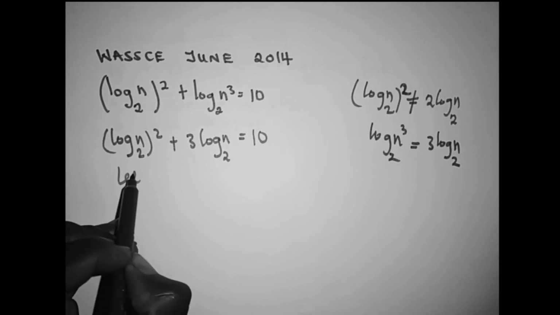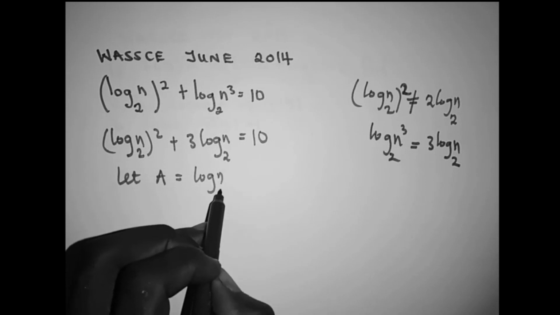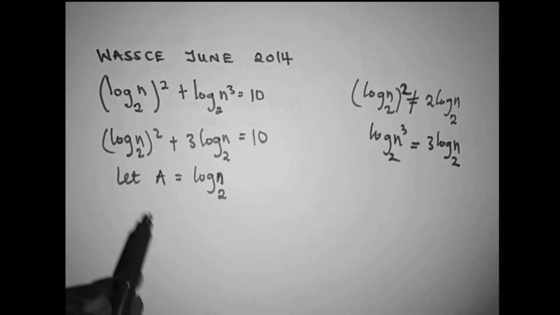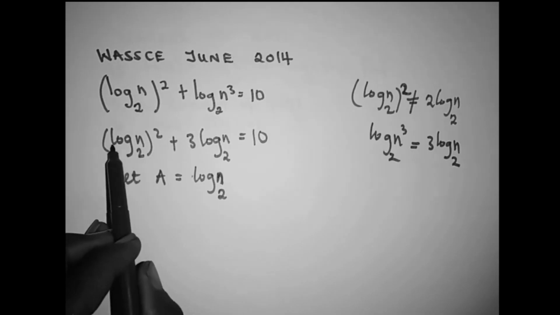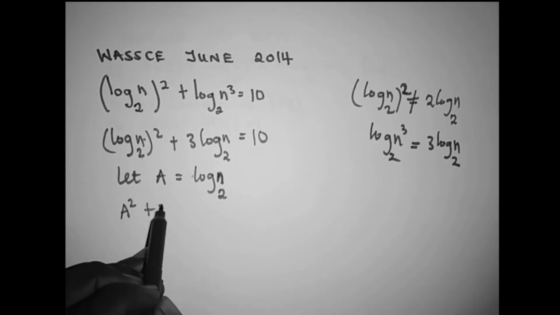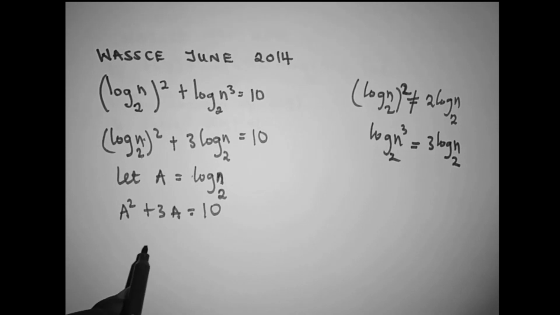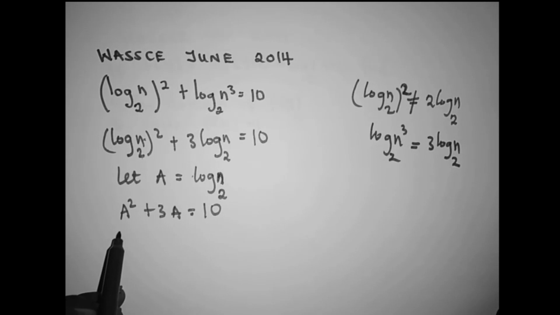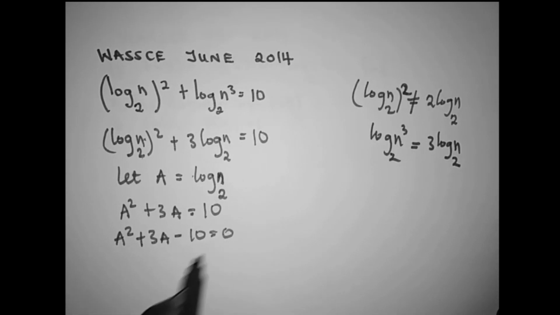So let a be equal to log n base 2. So wherever we see log n base 2, we'll put a. So log n base 2 is here, so we'll put a inside. So it becomes a squared plus 3a is equal to 10. I'm bringing the 10 to the side of the equation, so it becomes a squared plus 3a minus 10 is equal to 0.